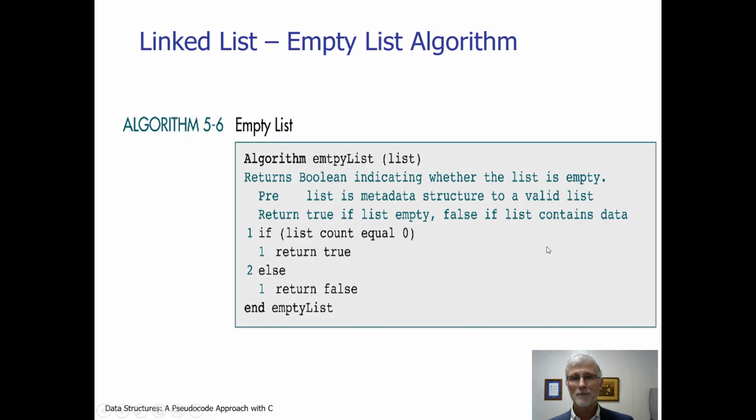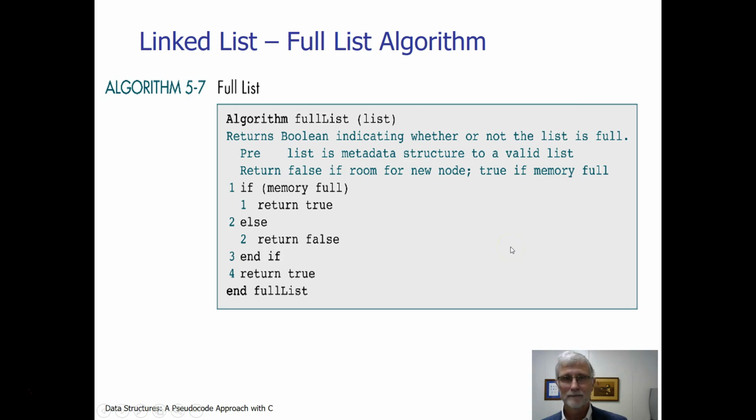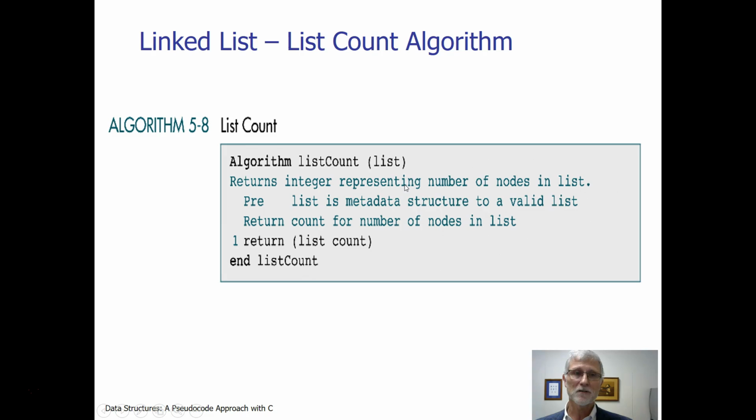Empty list basically says, I'm going to check if my count is 0. I'm just testing, is this thing empty or not? This one, again, tests if the list is full. Like we've done in the past, it's difficult to know, based on C and other languages, whether you have enough memory in your system. We've used this count routine before, going to the head and just printing off whatever the count is.